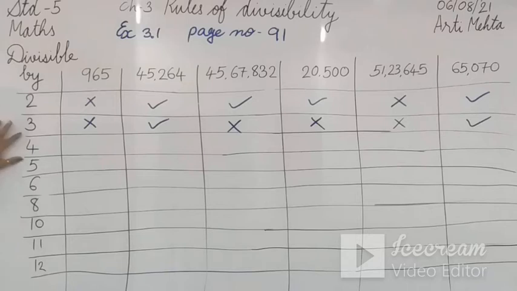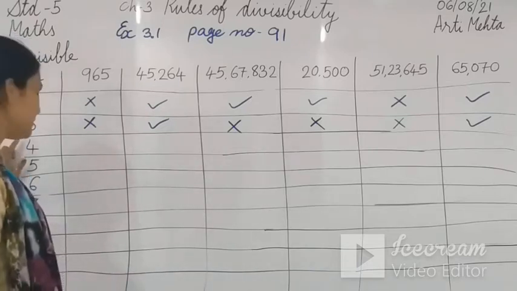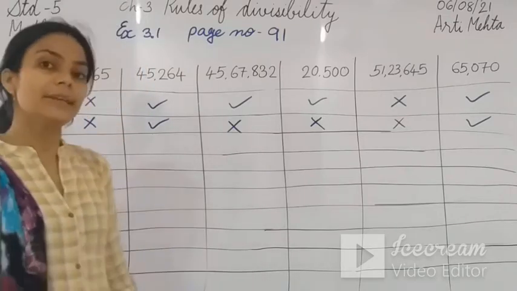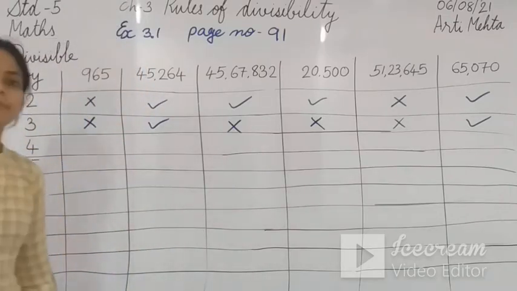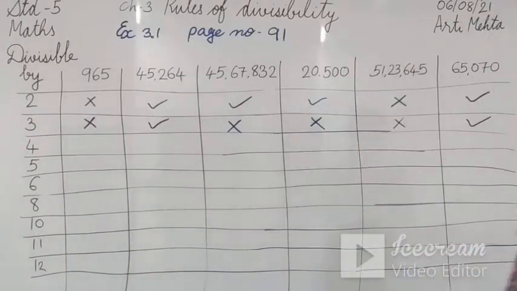Now we will see the next divisibility, of 4. Okay, rules of the divisibility by 4. क्या था rules of the divisibility by 4? If the last 2 digits can be divided by 4, okay, then the whole number can be divided by 4.